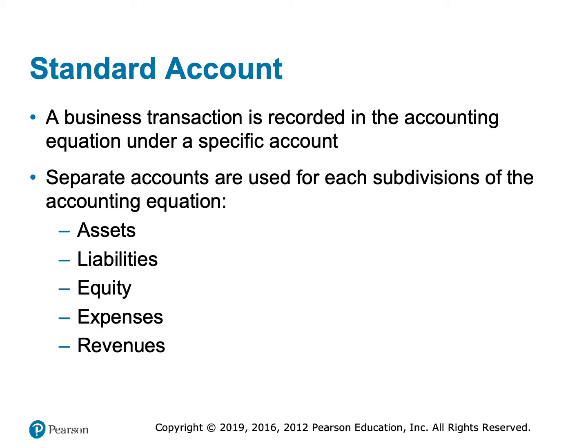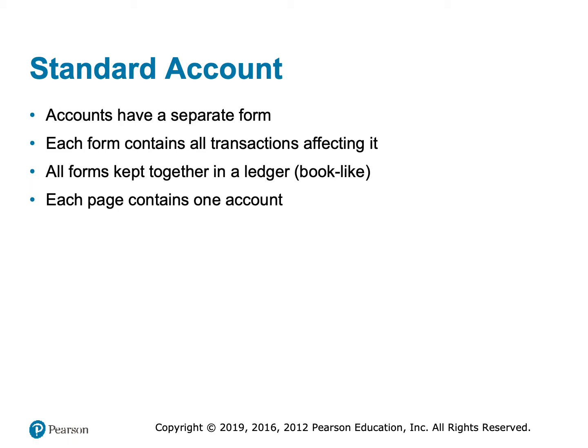So cash is an account, accounts receivable is an account, furniture is an account, vehicles are an account, equipment is an account, accounts payable is an account. Service revenue is an account, fee income is an account, rent expense is an account, supplies expense. So all of these specific accounts are the accounts within the categories. Every account has its own separate way that we keep track of it.